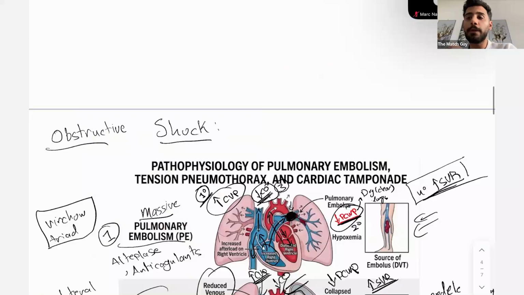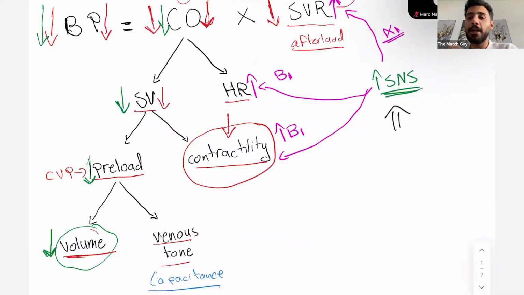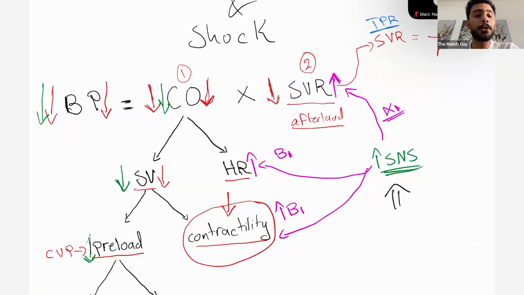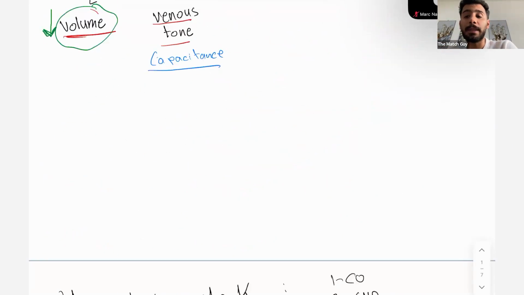Going back to the first page here, we said that the problem with shock or low blood pressure is either going to be a low cardiac output or a low systemic vascular resistance. And in all of the other causes that we discussed, the hypovolemic, the cardiogenic, and the obstructive, all of them are going to involve low cardiac output and high systemic vascular resistance. Now, distributive shock is going to be different than all of those, where the main problem is actually a fall in the systemic vascular resistance.